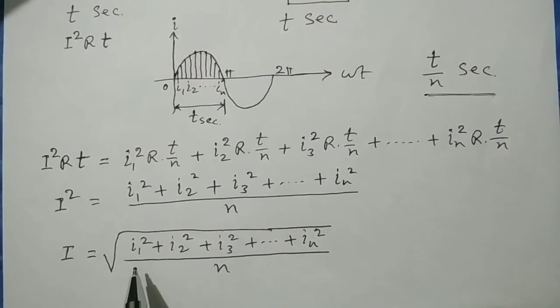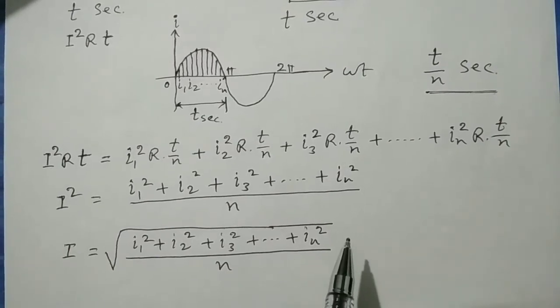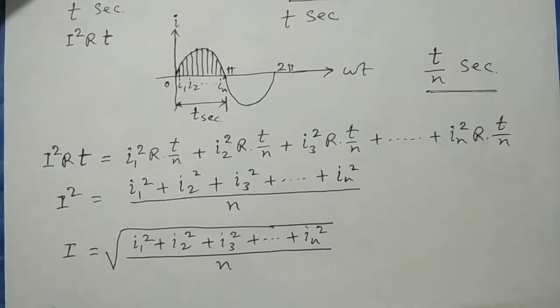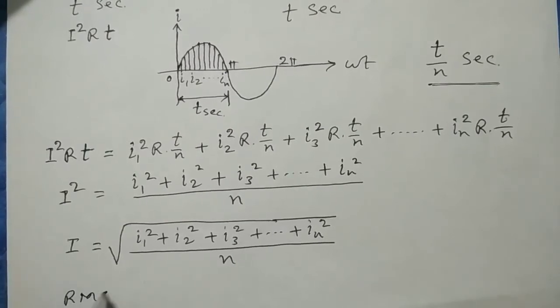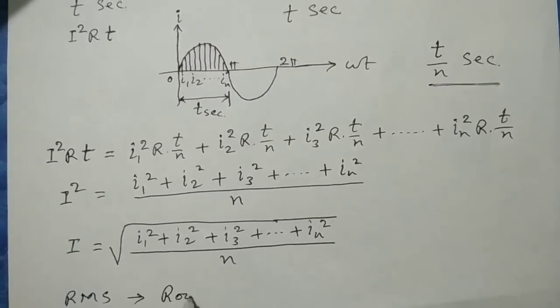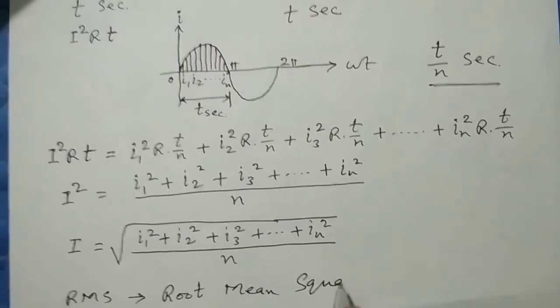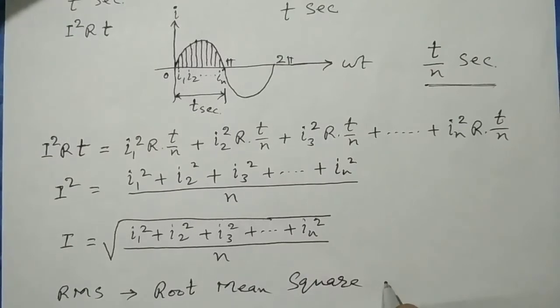Here, how can we calculate it? It is basically the square of the instantaneous currents. Then you have to calculate their mean, and then finally we take the square root of the value. That's why it is called the root mean square value. The full form of RMS is root mean square. So the root mean square value can be calculated in this way.